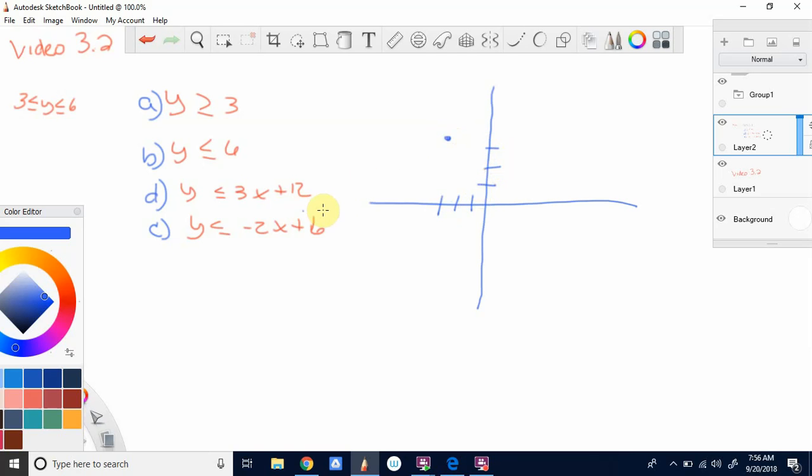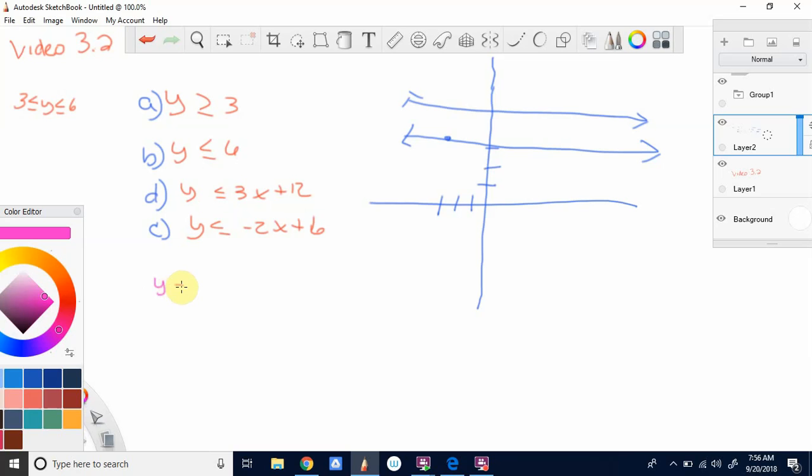Oops, what am I doing? Sorry. So y equals 3 is going to go through here. All right? And I didn't make this graph long enough, so I'm just going to make them really small. So y equals 6. Remember, I can rewrite these to help you graph them.